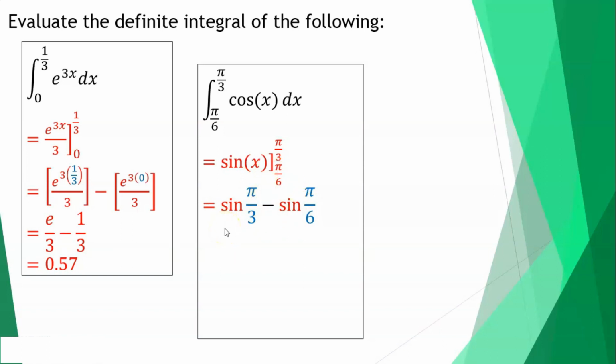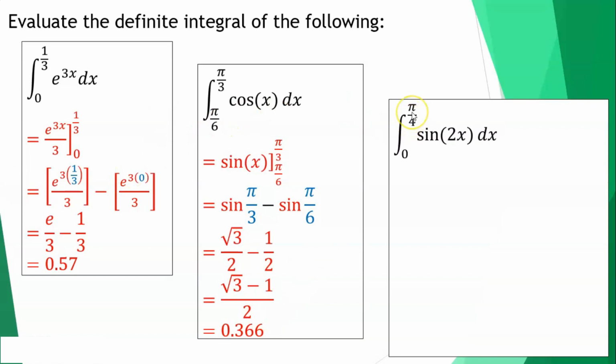So take note, sine pi over 3, that's square root of 3 over 2, and sine pi over 6, this is 1/2. So we will get this, or we can combine as square root of 3 minus 1 over 2. Or making use of your calculators, that is approximately 0.366. Okay, another example. Evaluate the integral of sine 2x dx evaluated from 0 until pi over 4.